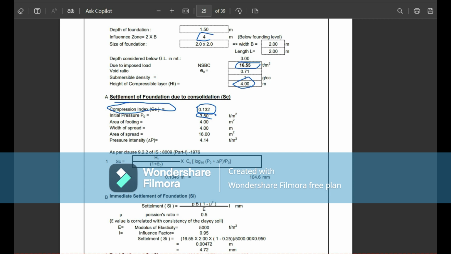Then the initial pressure, meaning only the soil overburden pressure, and the area of the footing. Then we calculated the height of the layer, void ratio, compression index, initial pressure, and applied pressure, as per IS 8009 part 1 1976, clause 9.2.2. The formula is already given, so take this formula and calculate it, and the settlement is found to be 104.6 mm.